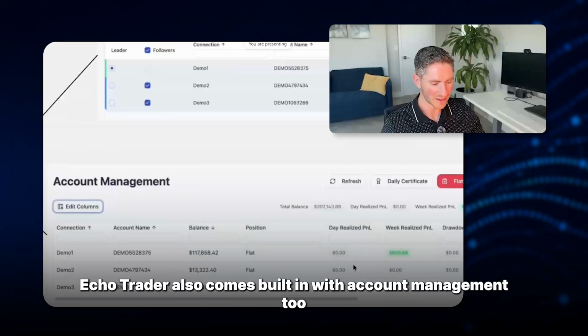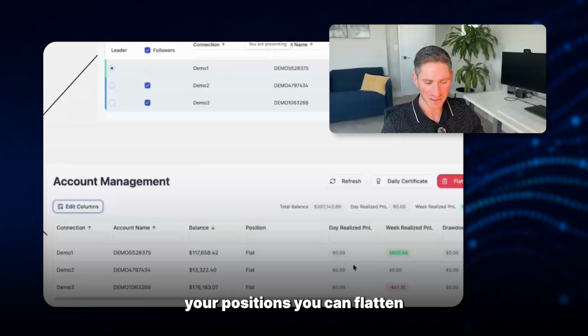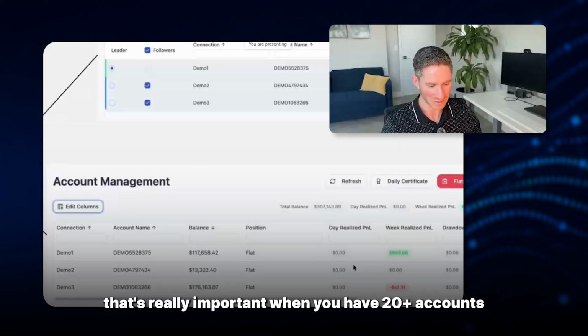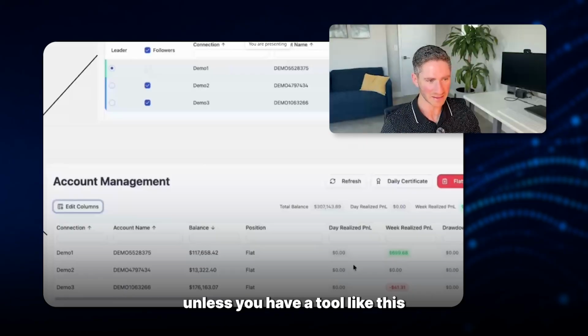EchoTrader also comes built in with account management too. This is where you see that real-time P&L, your positions, you can flatten, you can manage all of your accounts from a single pane of glass from the same location. That's really important. When you have 20 plus accounts, it's very difficult to be able to manage all of those unless you have a tool like this.